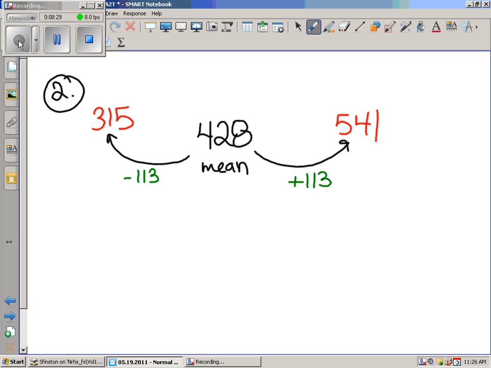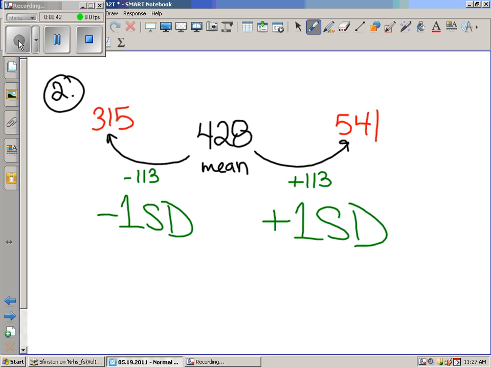But 113 is 1 standard deviation. So really another way of saying the same thing is this is 1 standard deviation above, and this is 1 standard deviation below. Okay? And so this is 68%. You get it? Okay, I got it.